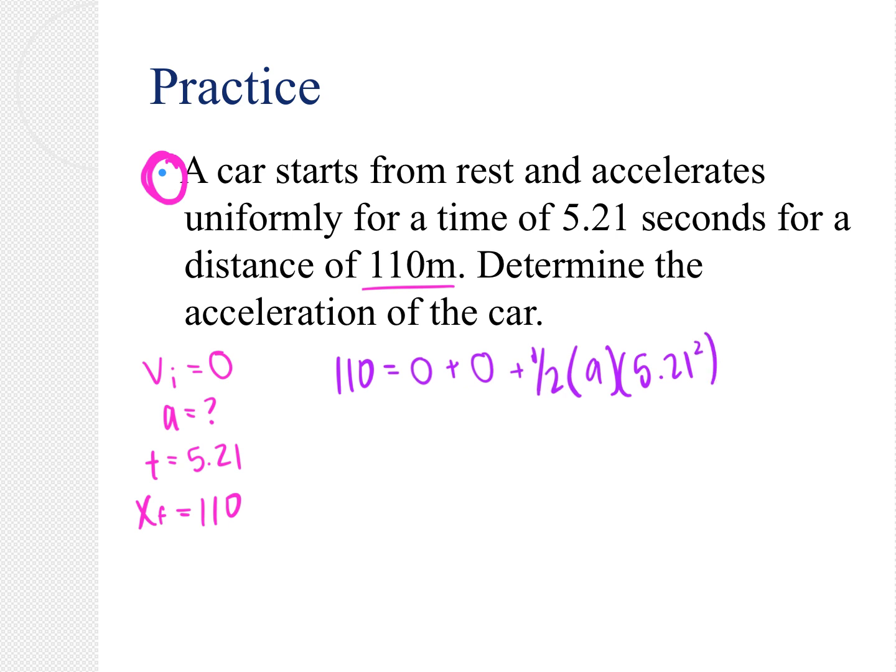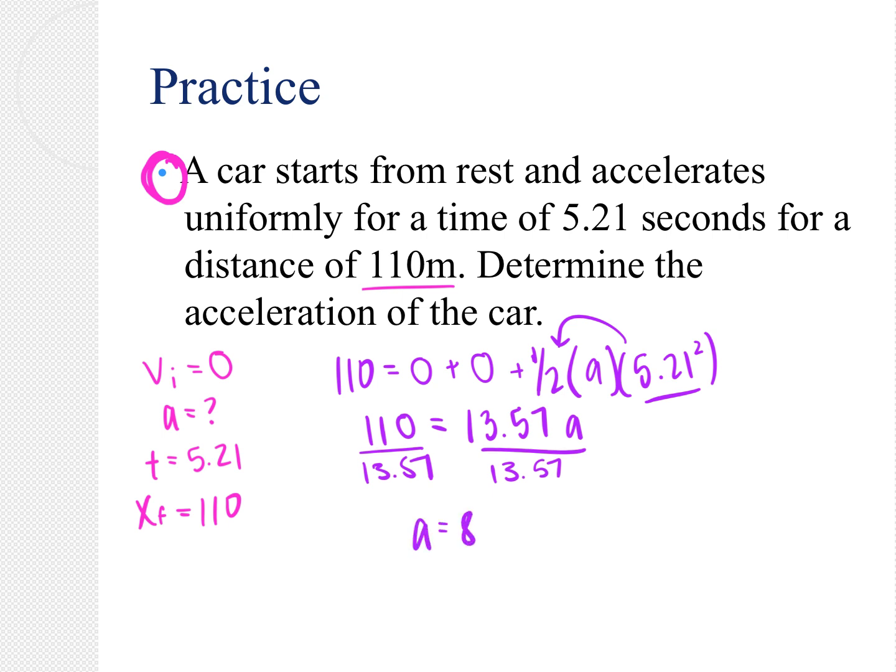Okay, so we're going to do some algebra here. 110 is equal to 5.21 squared times 1/2. That's what gave me 13.57. And then I will divide that to the other side. And I get an acceleration somewhere around 8.1.